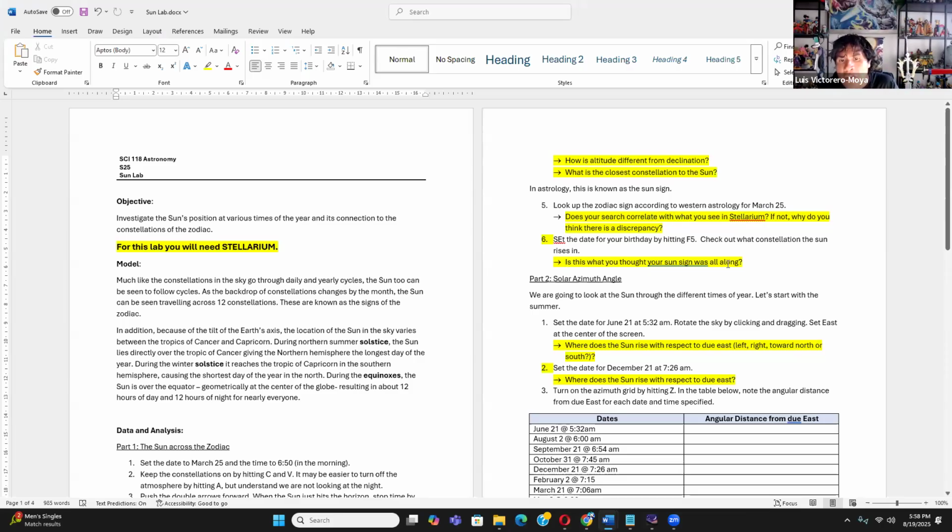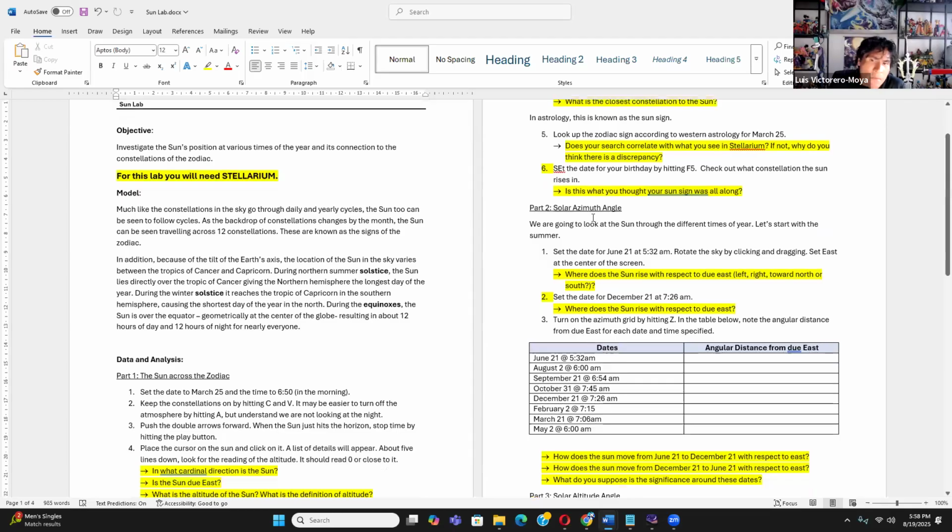And then, is this what you thought your sun sign was all along? So basically the same questions as the constellations lab. There is a difference between what the astrology calendar says and what you see actually in real life. That's the idea behind this question, so it's pretty simple.